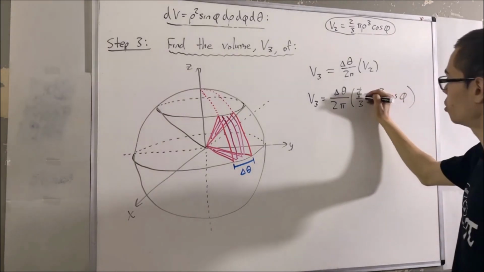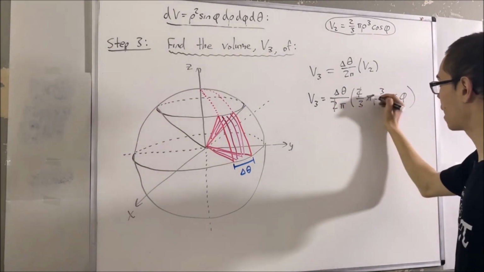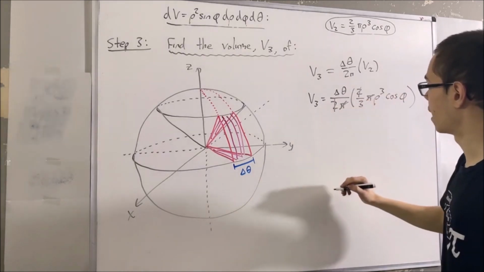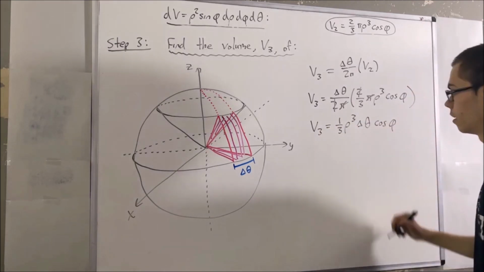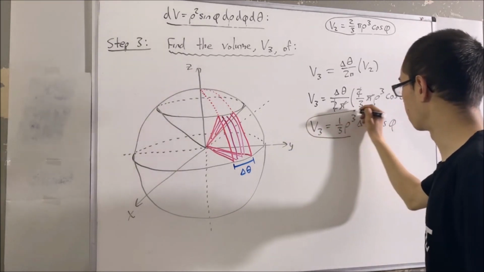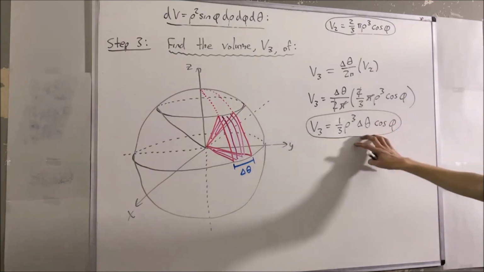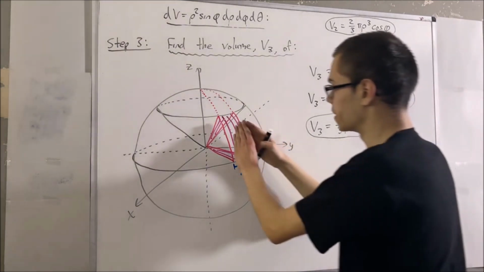Notice that the 2's cancel out and the pi's cancel out. And as a result, you're left with this as your answer for volume 3. So this would be the volume of this red region.